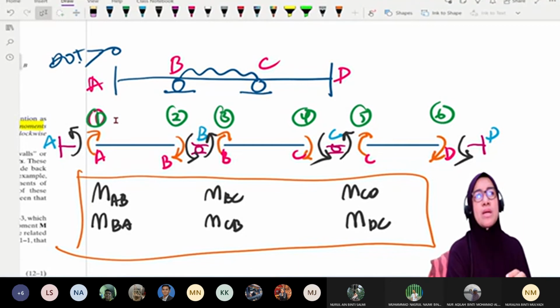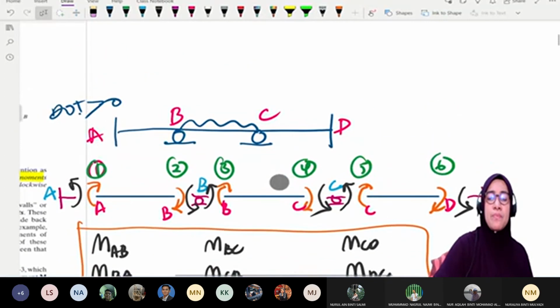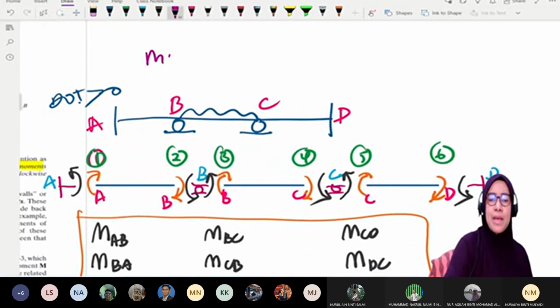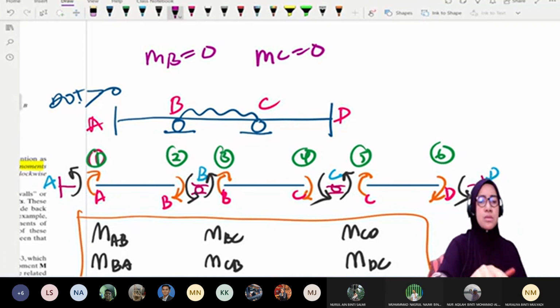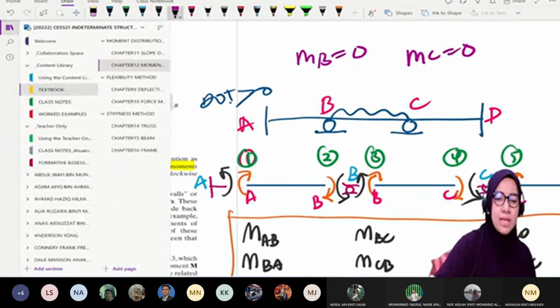So dua-dua end tu akan ada moment. So that's why dalam explanation yang first tadi tu dia ada sebut kita assume semua fix. Sebab fix baru ada moment. Kalau kita dah gabung dia jadi kosong. Dia akan jadi kosong pada MB kosong, MC kosong. So yang ni pun sama. MB sama dengan kosong ni dah explain dalam slope deflection method. Okay, MB ni equivalent to 0, MC equivalent to 0. Okay, so refer back to slide tadi.